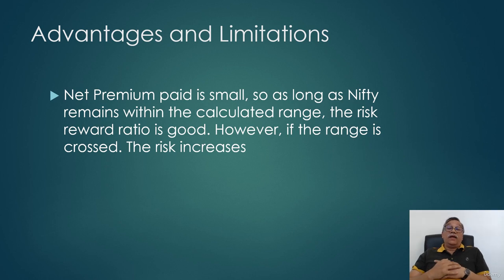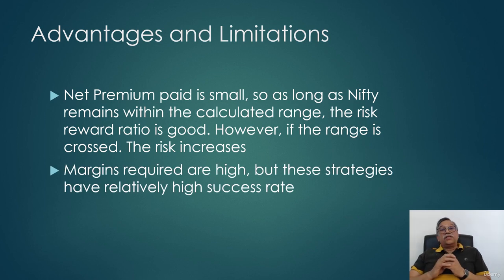So as long as Nifty remains within the calculated range, the risk reward ratio is good. For ease of calculation, say your Nifty is at 18,000 and the VIX calculated upper limit is 18,200. You buy one lot at 18,000, sell two lots at 18,200. Your risk is only above 18,400, which is double the range. Crossing that within the week, probability is extremely low. Margins required will be high because you are selling one extra option. But success rates are really high for such kinds of strategies.